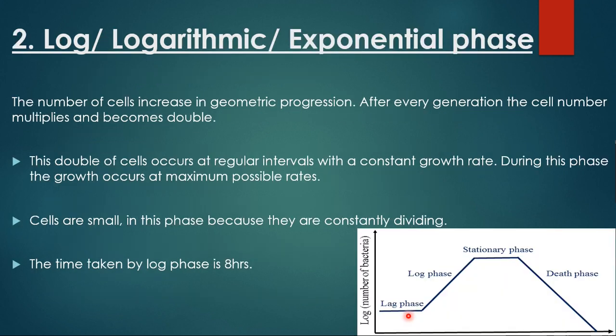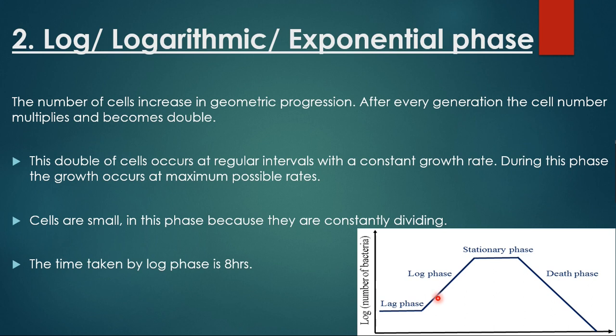Okay, then coming to the second phase, that is the log phase. Up till now we have discussed the lag phase, which is a smooth linear line parallel to the time axis. The x-axis has the time and the y-axis has the number of bacteria. So if there is no increase, the line is going to be parallel. As time goes on, there is no increase in the number, so that's why it's a smooth linear line. And then coming to the second phase, that is the log phase.